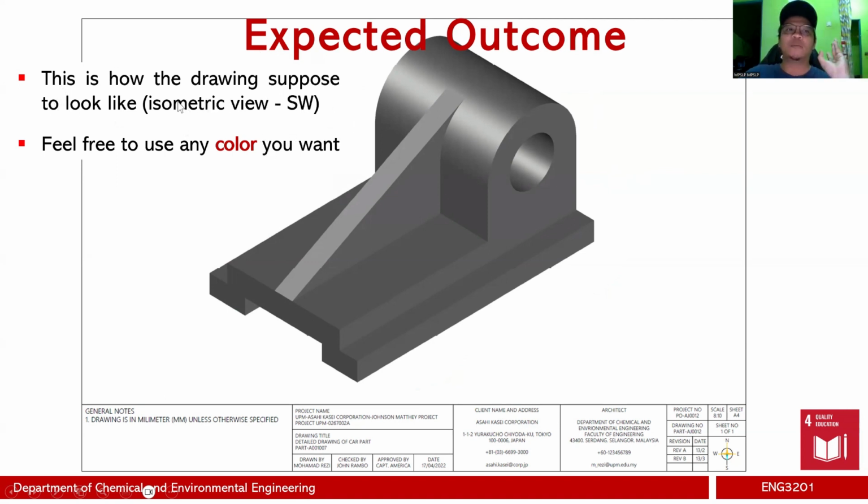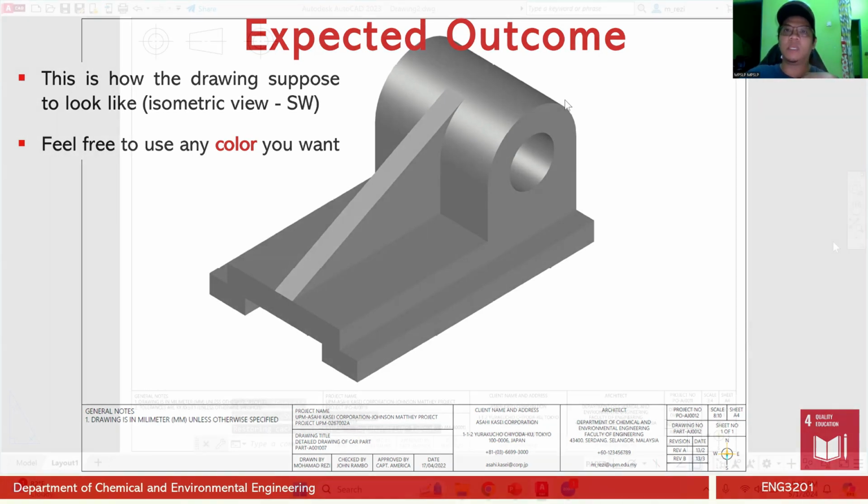This is the isometric view from the southwest direction. But if you decide to use a different direction, by all means, as long as you show the object in its most optimum view orientation, that would be just fine. I think I have covered all of the necessary information for our lab session. So yeah, let's begin with our AutoCAD. To those who haven't opened your AutoCAD, just open it and then we can begin.